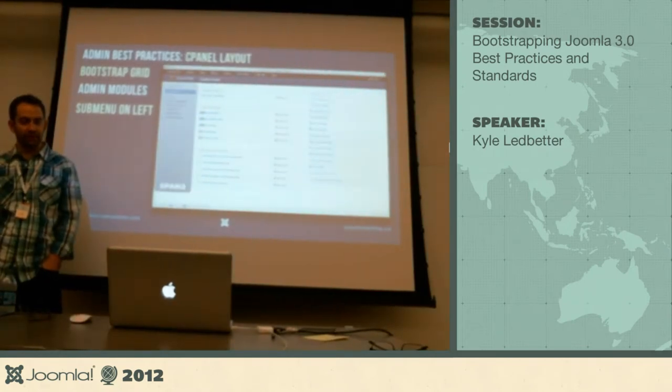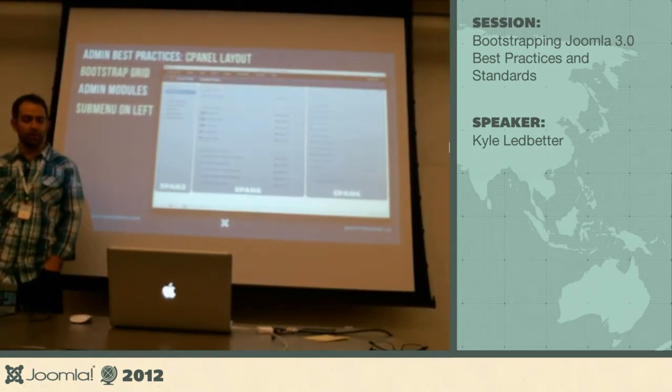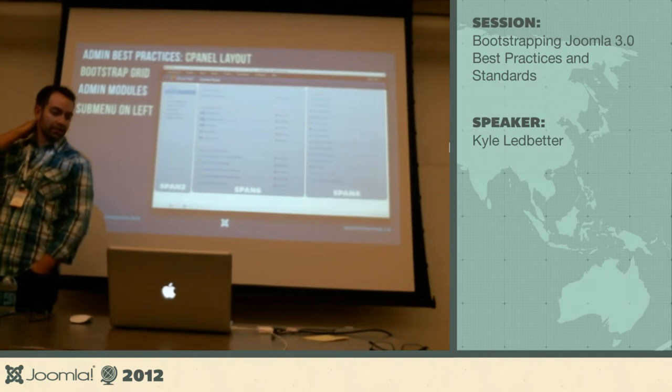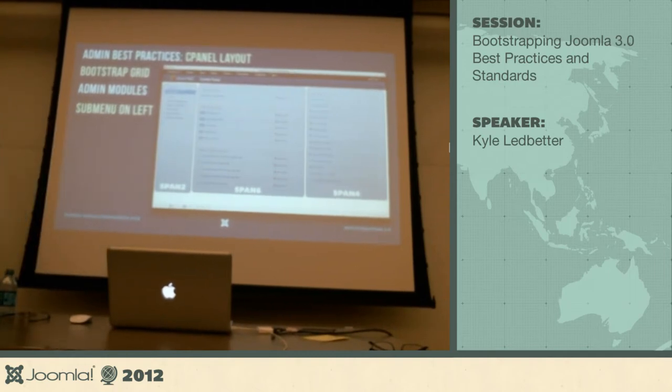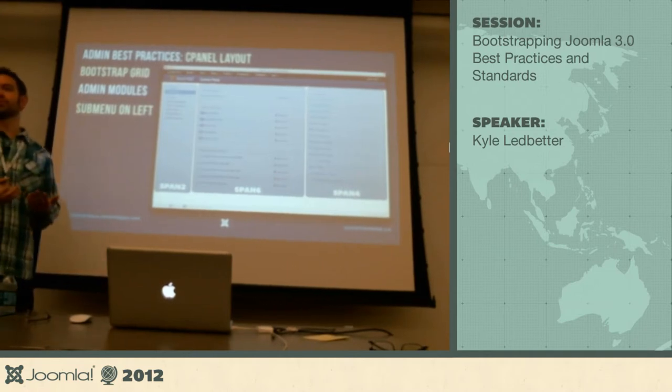So let's dive into it a little bit and just see where we are currently. In the back end, we have span 2, span 6, span 4 for cPanels. If you're not familiar with the Bootstrap grid, everything equals 12, right? So this is something I'm trying to drive for control panels. For every component, it doesn't have to be identical, right? But it would be nice if you have a cPanel for your component.